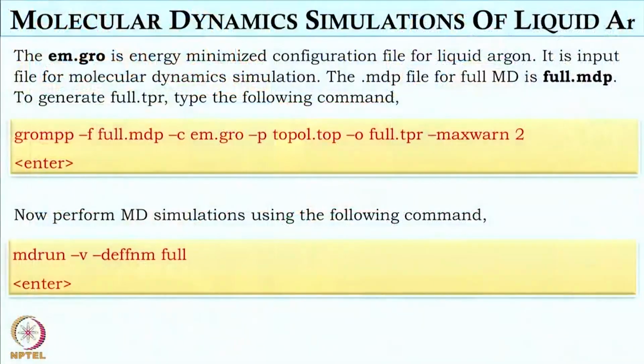So we'll again generate the TPR file using the command grompp. So we'll type grompp -f full.mdp, which is the molecular dynamics parameter file for the full molecular dynamics simulation. Then -c em.gro. Em.gro is the energy minimized configuration for liquid argon. Then -p topol.top. That is the same as before.